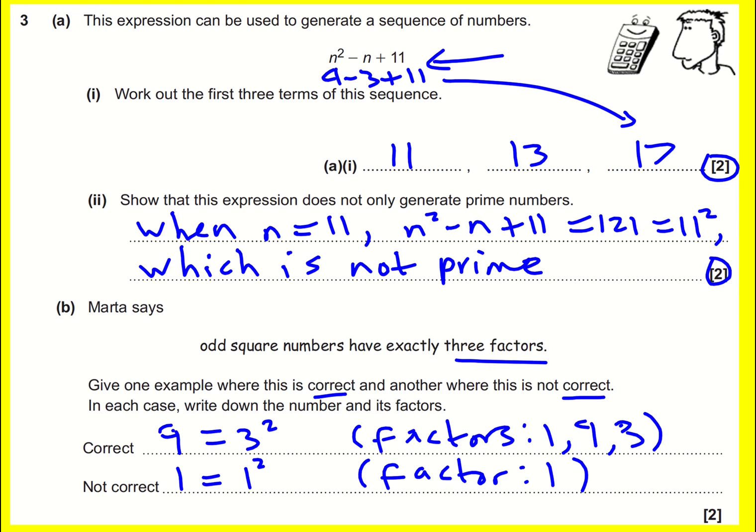So 9 squared is 81. It has 1 and 81. It has 9. It also has 3 and 27. That one has 5 factors. But in any case, lots of answers here are possible. Just make sure you find one with 3 factors and one with not 3 factors.